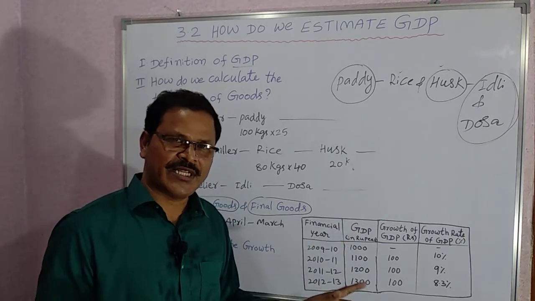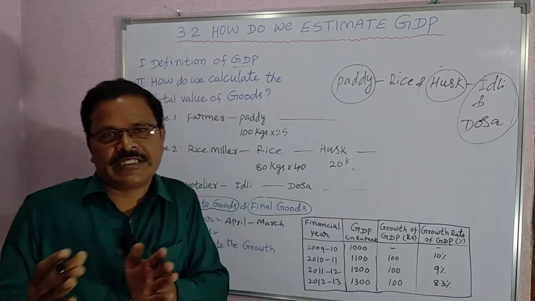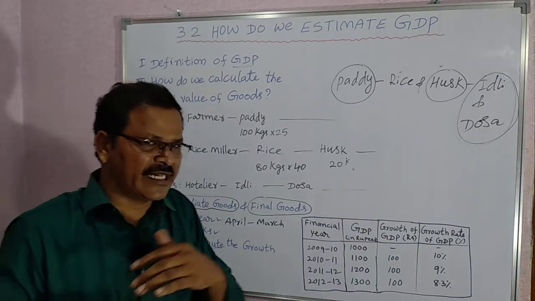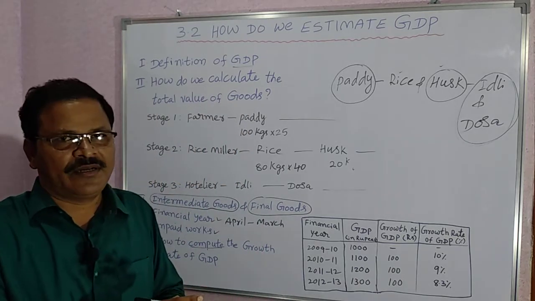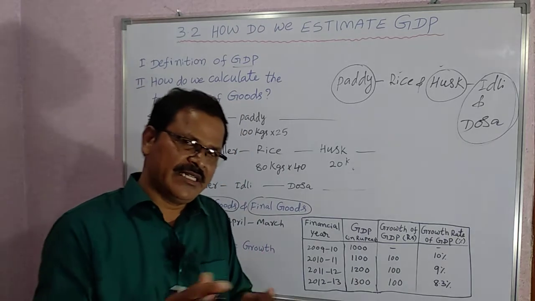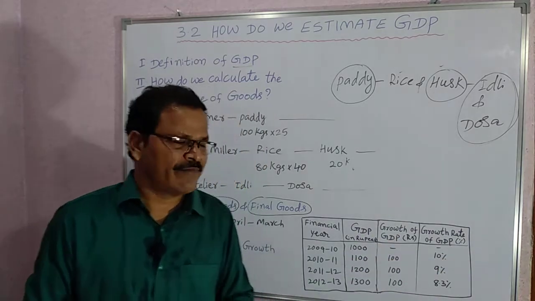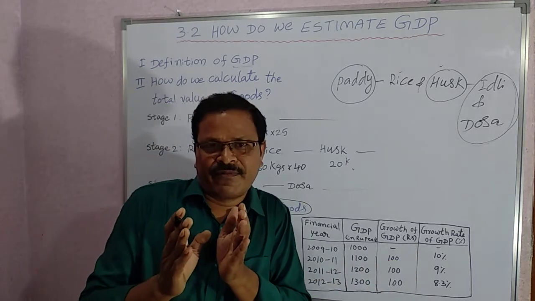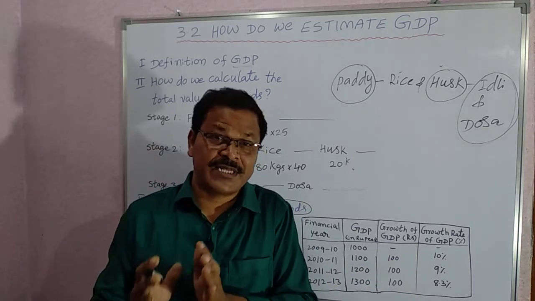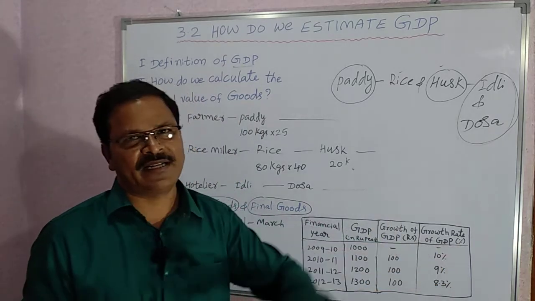GDP is also discussed. Growth of GDP means increase of GDP. Growth means increase, increment. Growth rate of GDP means the percentage of growth in GDP. That is also mentioned here, percentage.